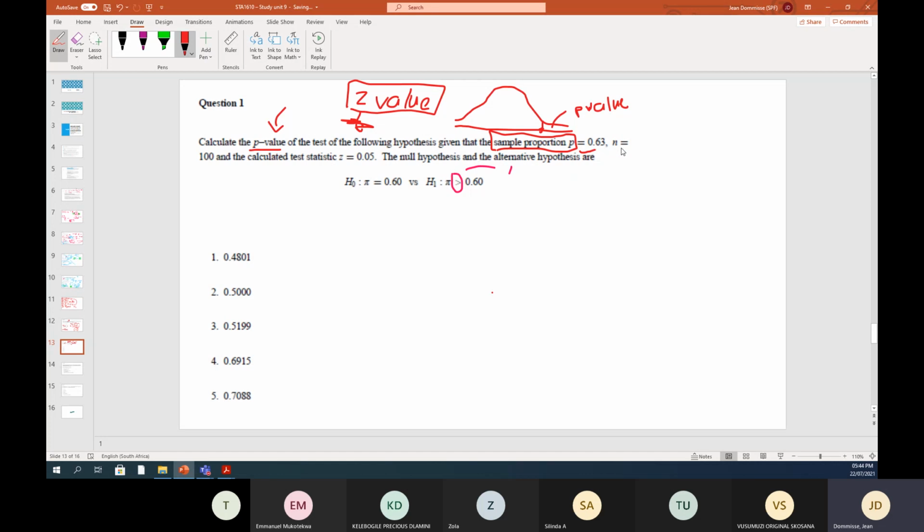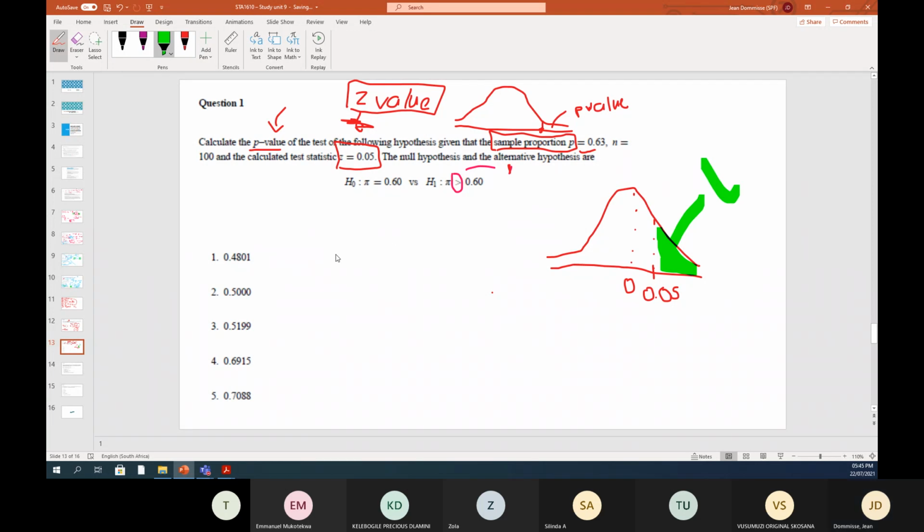The proportion is 0.63, n is equal to 100, and the calculated t-stat is 0.05. So they actually give us that. That's quite interesting. So they tell us, okay, so that is your z. They tell us that is 0.05. Then they tell us the null hypothesis and the alternative. So we're working with one tail. So because it's one tail, that answer is my answer that I'm looking for. Okay, so that answer is the one that I'm looking for.